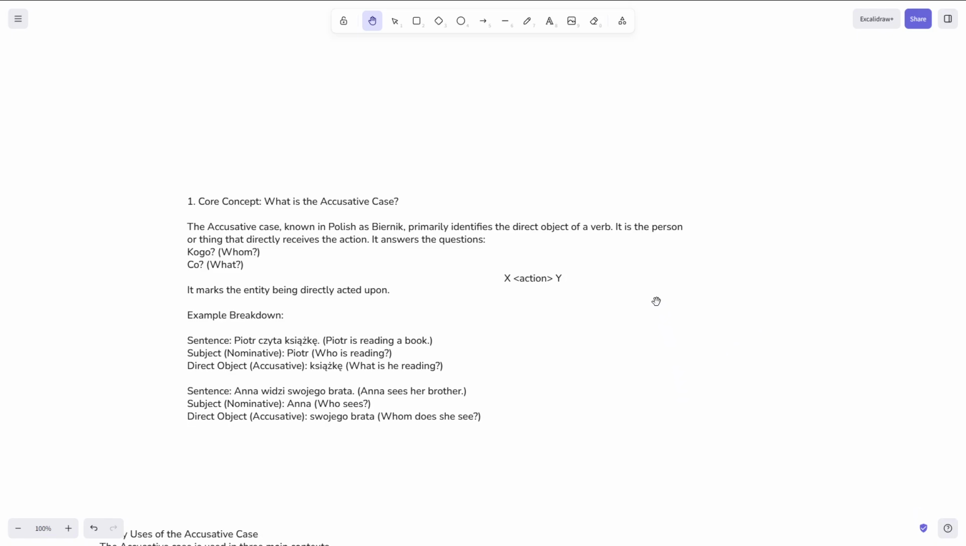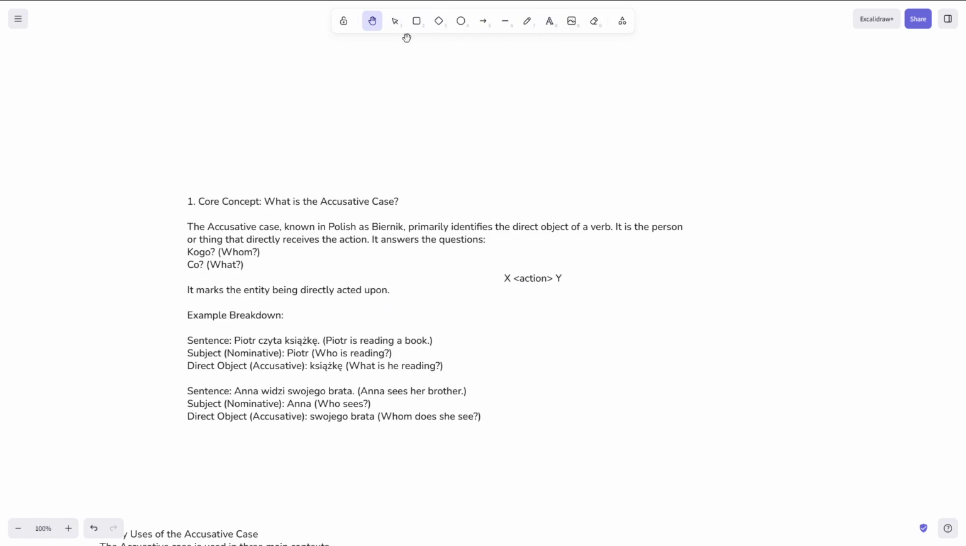Okay, so the accusative case, known in Polish as Biernik, that's the name, primarily identifies the direct object of a verb. It is the person or a thing that directly receives the action. So it answers the questions such as kogo, co, or whom, what. Okay? So that's the kind of confusing part, is that it takes the what question from nominative, but whom question from genitive. Okay? But it marks the entity being directly acted upon.